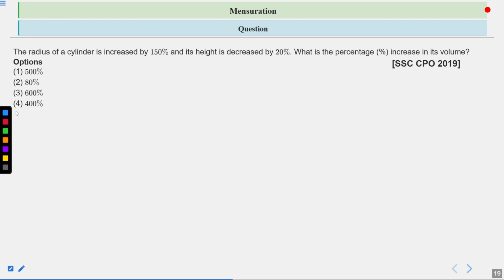The radius of a cylinder is increased by 150% and its height is decreased by 20%. What is the percentage increase in its volume? And this question was asked in SSC CPO 2019 exam. So there are four options. First one is 500%, second is 80%, third one is 600%, and fourth one is 400%. Now you have 10 seconds to analyze the question. Your time starts now.